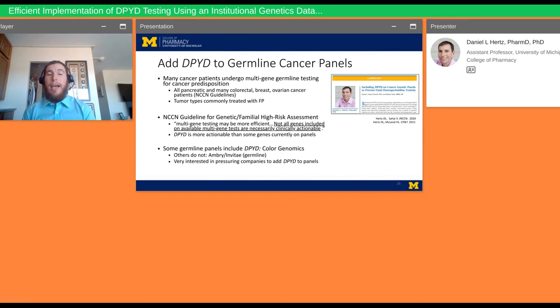These are all tumors that are commonly treated with fluoropyrimidine treatment. The NCCN guidelines recommend multi-gene testing and specify that not all genes included on the panels are necessarily actionable. I would argue that DPYD is actionable and should be included on these panels. There are some germline panels that do include DPYD, including the panel from Color Genomics. However, others do not, including panels for germline genetic testing by Ambry and Invitae. We are very interested in working with these companies to add DPYD to their existing panels.